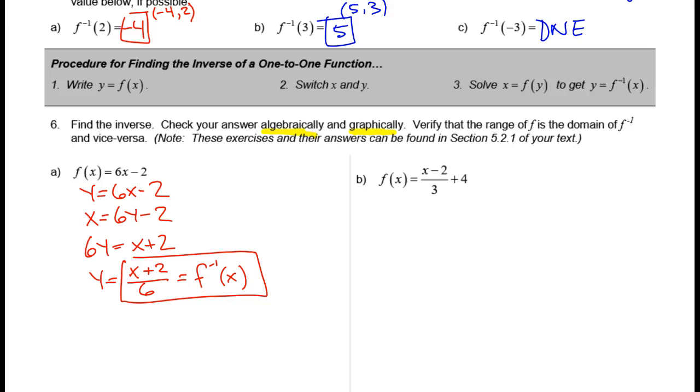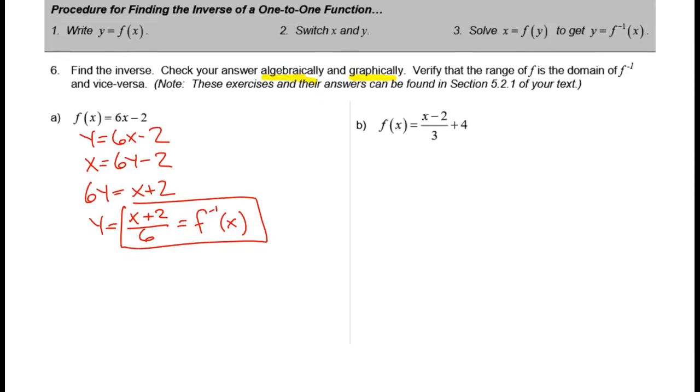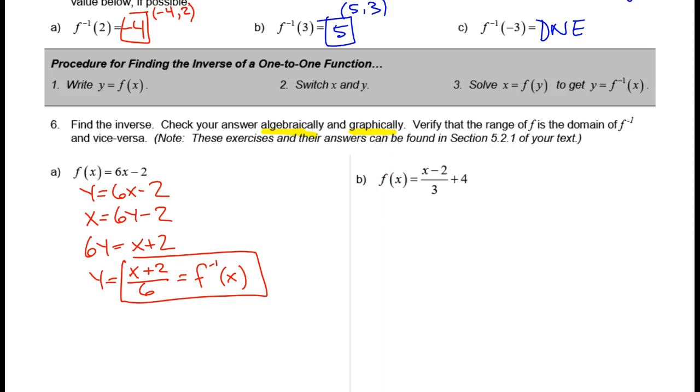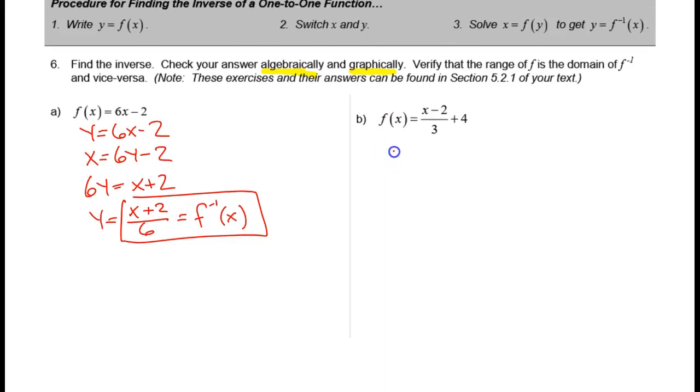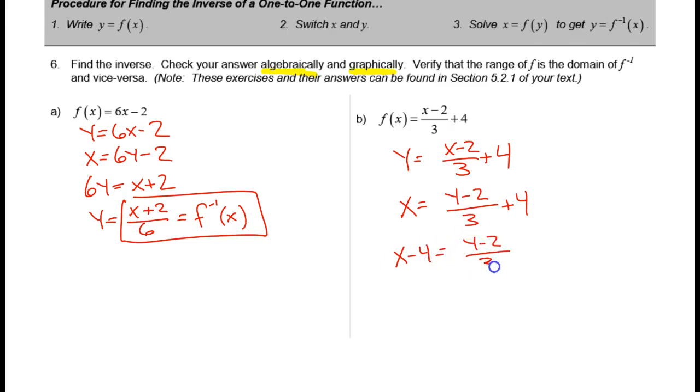Let's take a look at this next one. So we have y equals the quantity (x minus 2) over 3, plus 4, and I'm going to switch my x and my y. So this is going to be x equals (y minus 2) divided by 3, plus 4. All right, so first thing I'm going to do is subtract 4 from both sides. Next thing I'm going to do is multiply both sides by 3. And the next thing I'm going to do is add 2 to both sides.